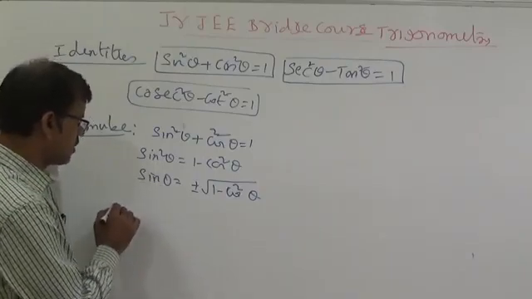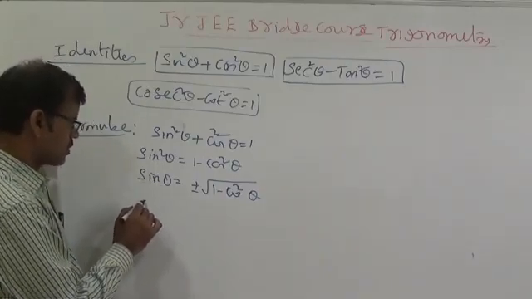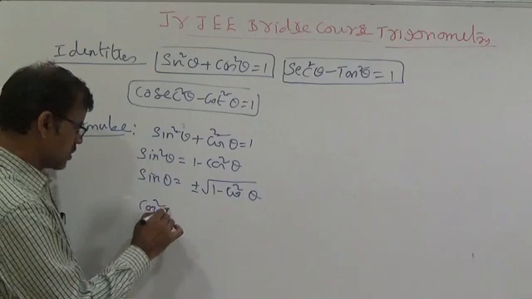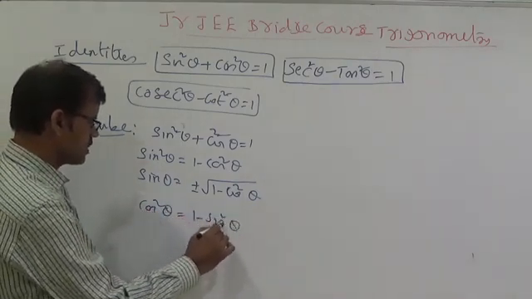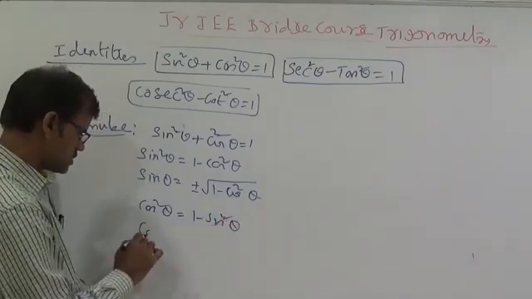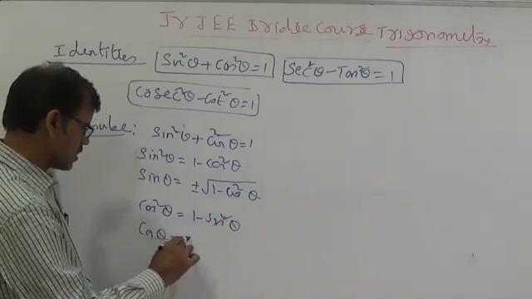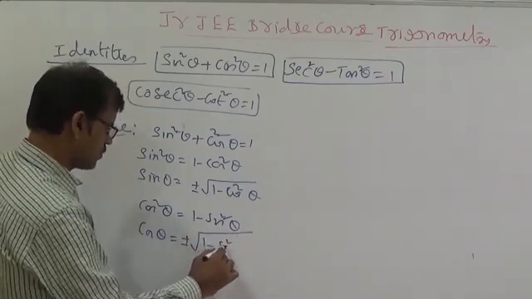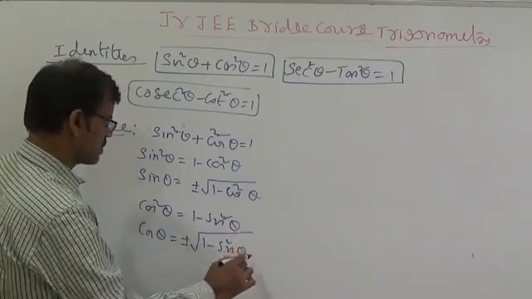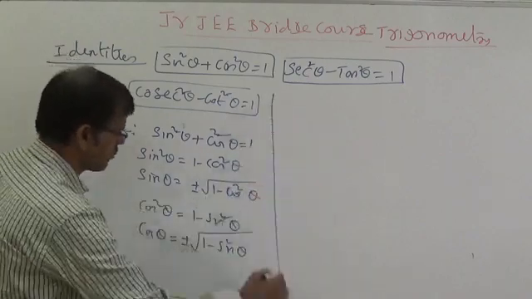This is a formula. And using this one, cos square theta is equal to 1 minus sin square theta. In the similar way, cos theta is equal to plus or minus root of 1 minus sin square theta. These are sub formulae.